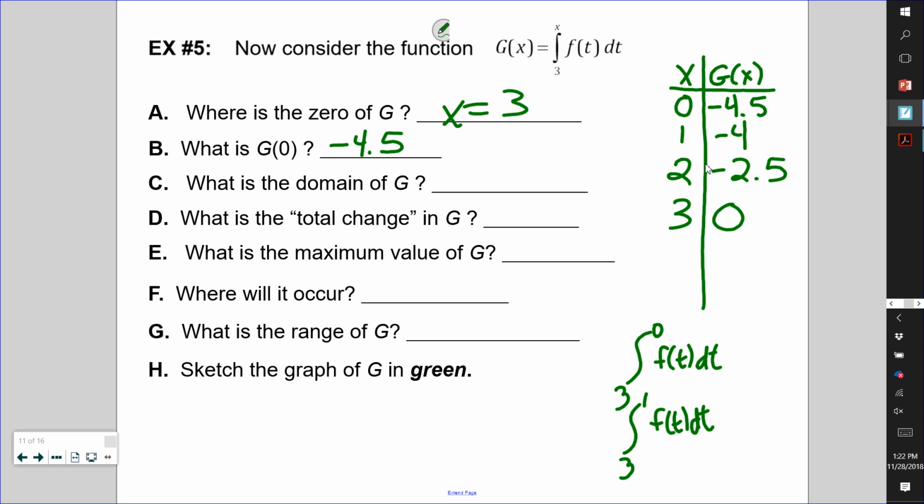Still 0 to 10, because its derivative still goes from 0 to 10. The domain is still 0 to 10. Let me use interval notation to be quicker. What is the total change in G?